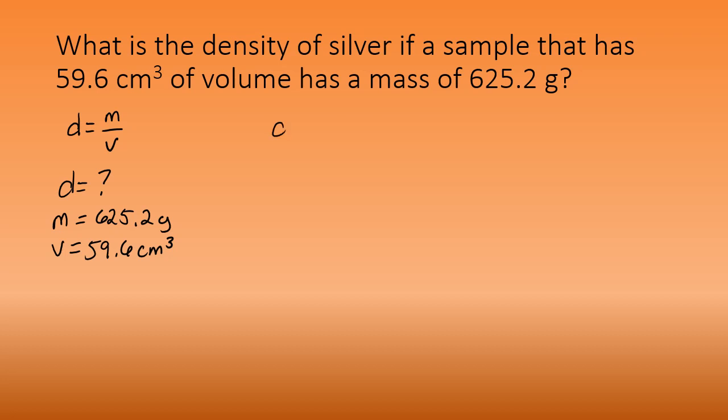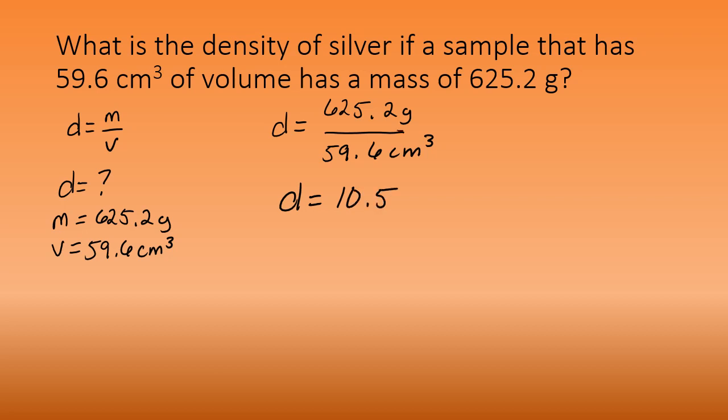And so then I can start on my density formula. Density equals mass divided by volume. I'll replace my mass with the number given, 625.2 grams divided by 59.6 centimeters cubed for the volume. When I divide that out in my calculator, it becomes 10.5, and the units on that will be grams per centimeter cubed. So 1 centimeter cubed, or 1 milliliter of silver, should have a mass of 10.5 grams.